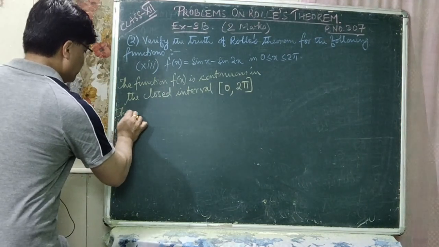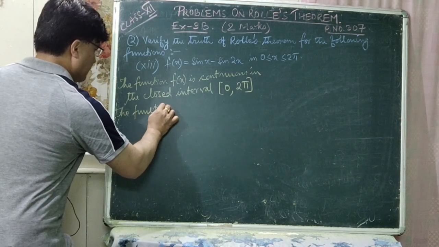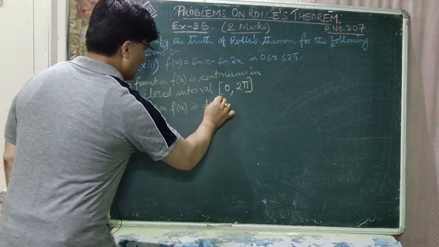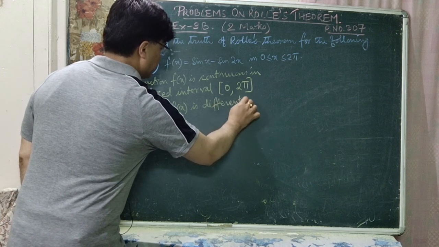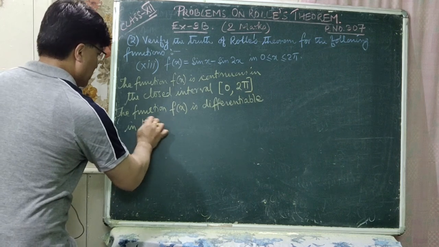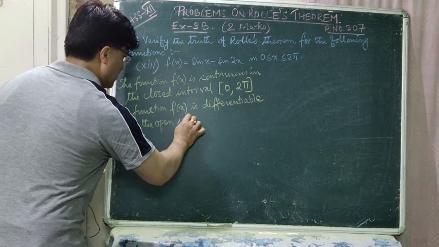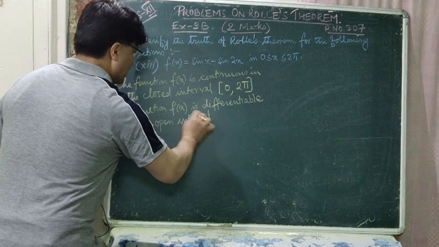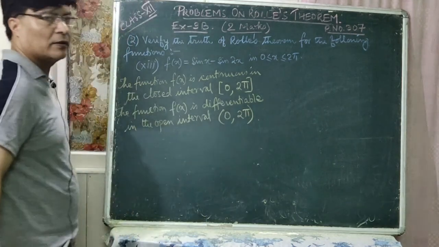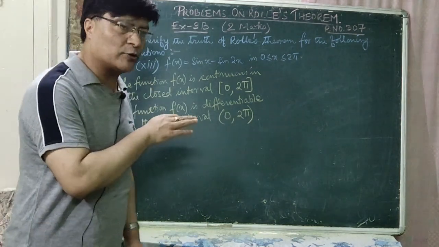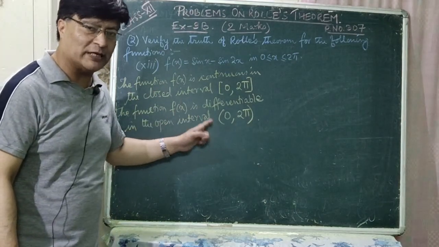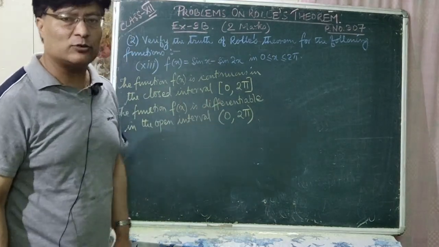The function f of x is differentiable in the open interval within first bracket 0 comma 2 pi. So if you write 0 comma 2 pi within first bracket, it is understood that it is an open interval, that is 0 less than x less than 2 pi.